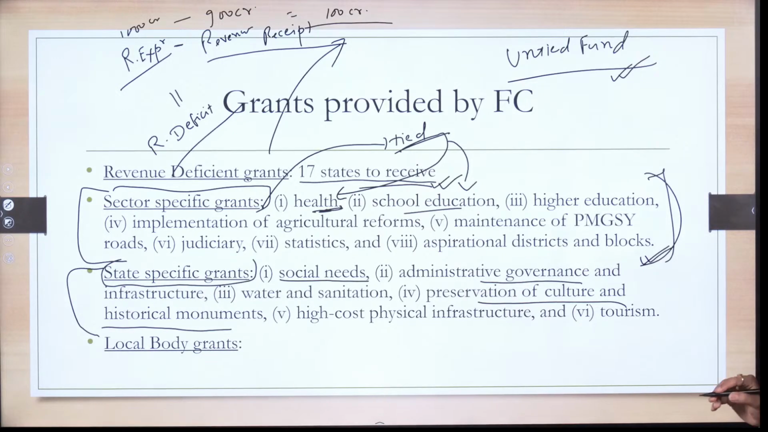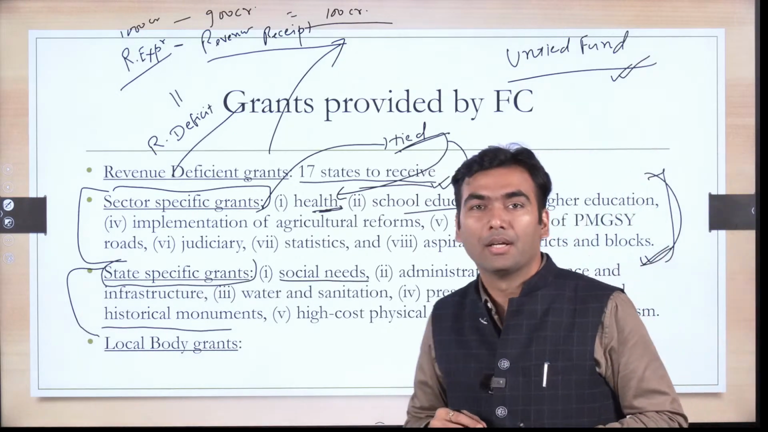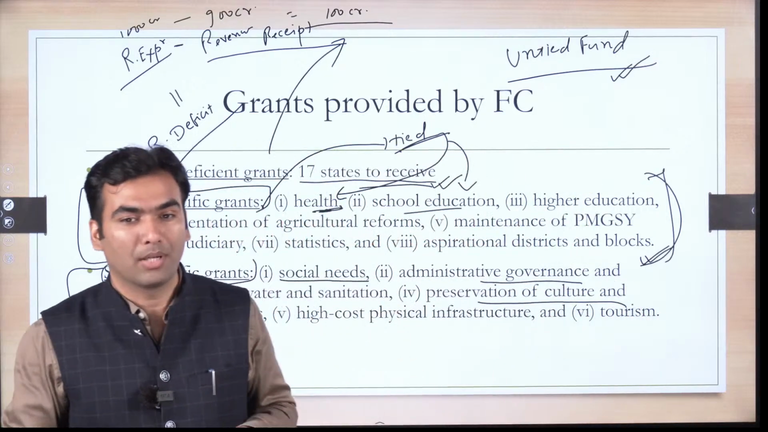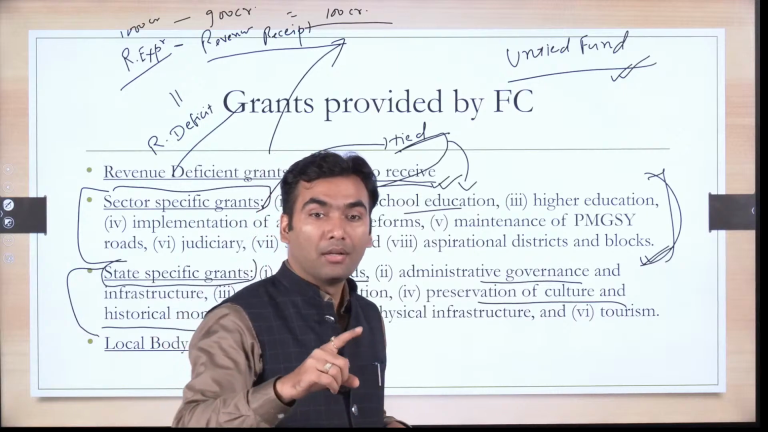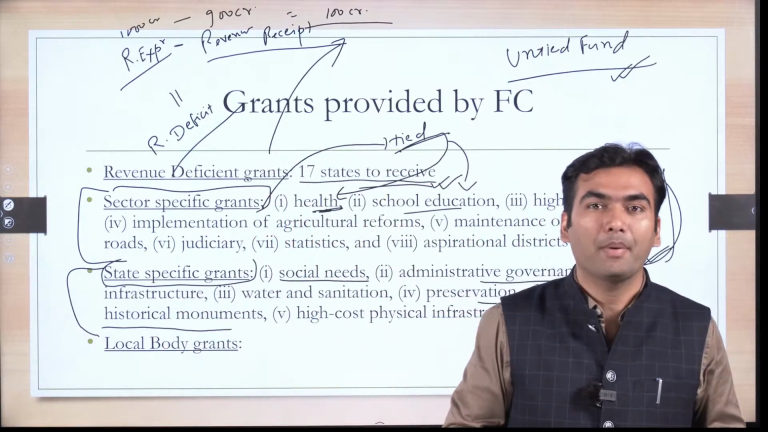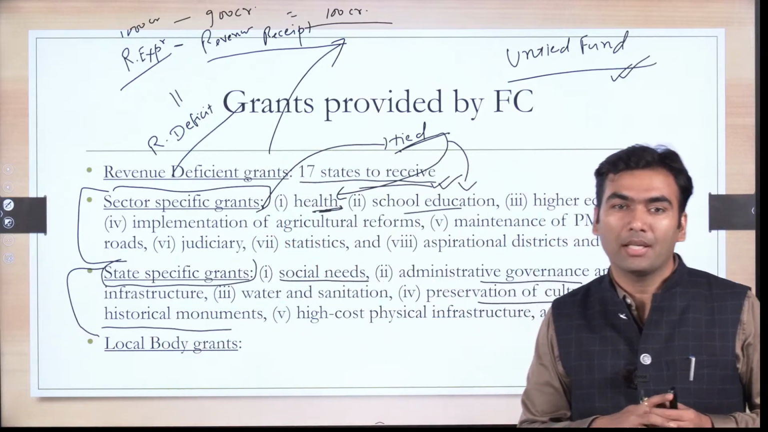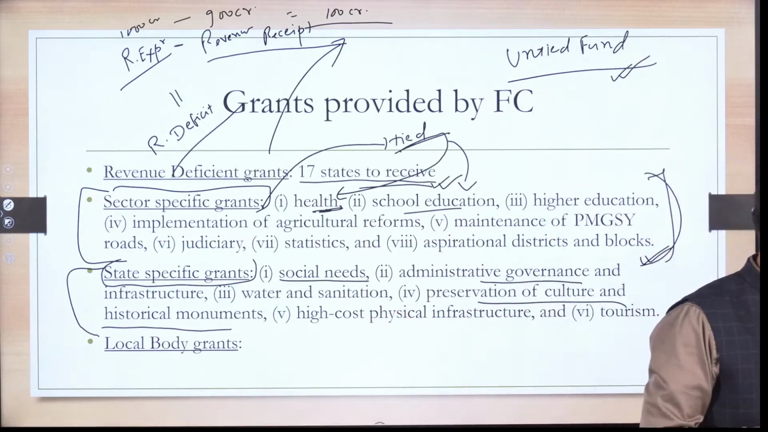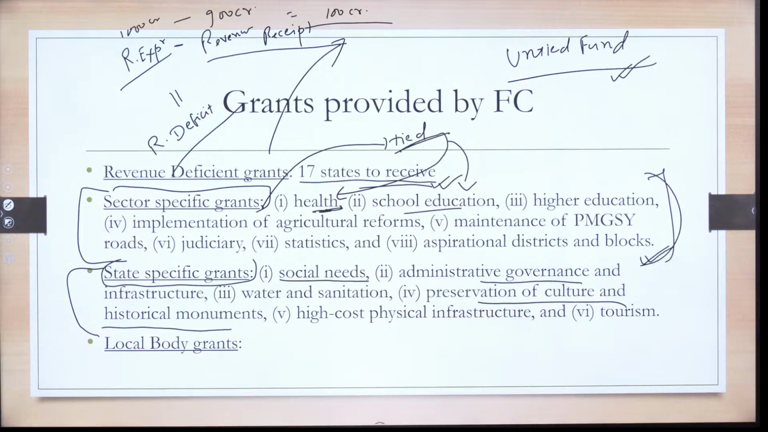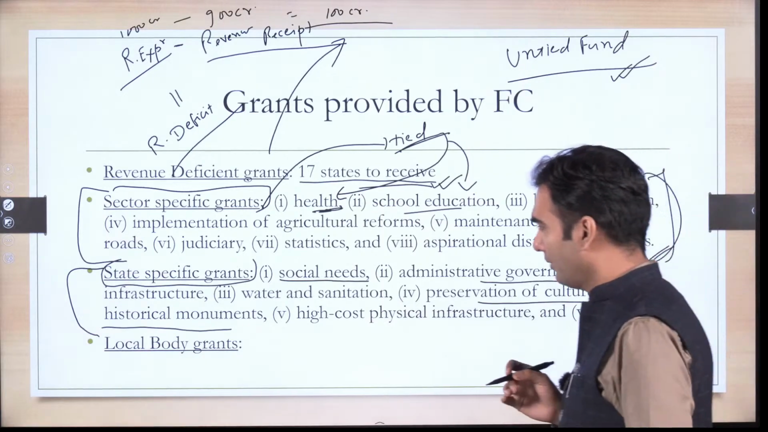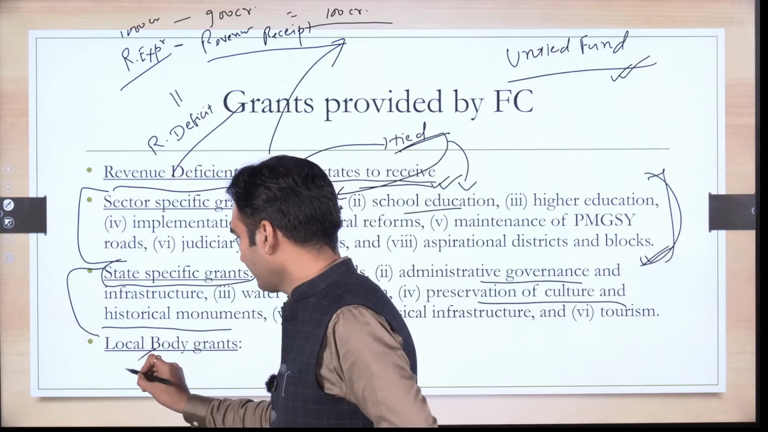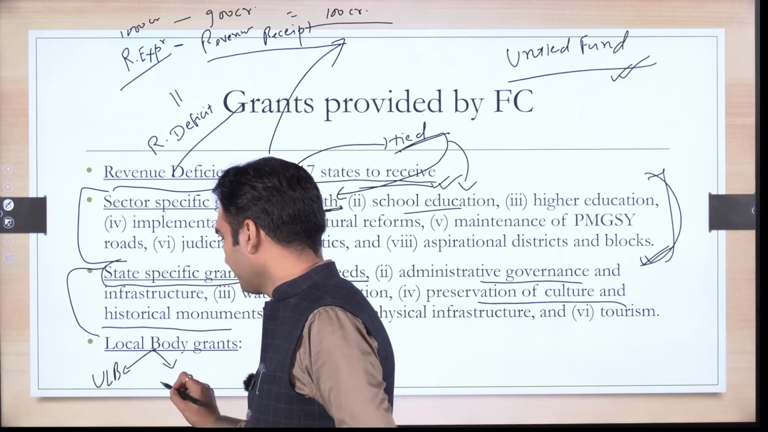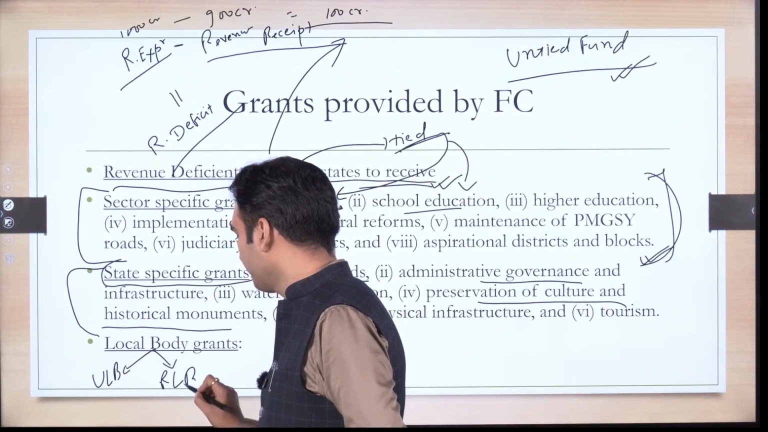Next is local body grants. Now this is something, if a question comes on local bodies, then also you will have to answer it. Not only in this chapter, the next topic that we have is local self government. There also these recommendations would be useful. So first thing is, we have two kinds of local bodies: urban local bodies, rural local bodies.